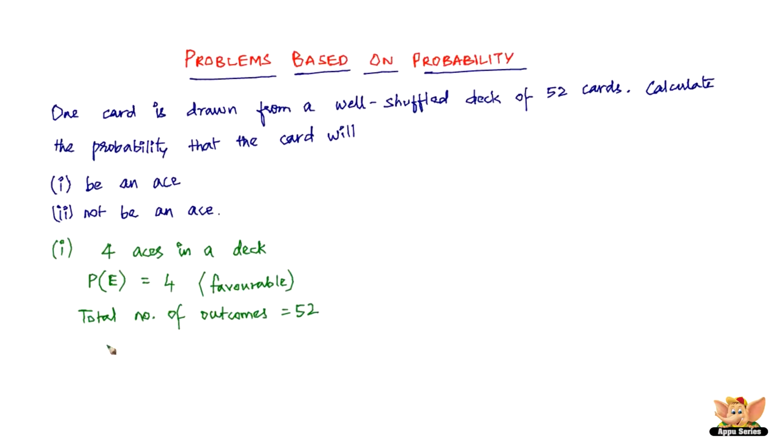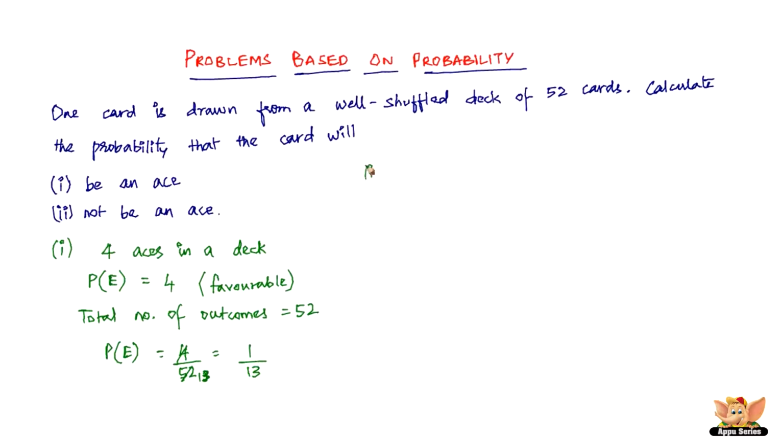So therefore, the probability of it being an ace is going to be 4 favorable chances out of 52 possible outcomes. So that's going to be 4 goes 13 times in 52. So the probability of the card being an ace is 1 by 13. So that is the probability of the card being an ace.